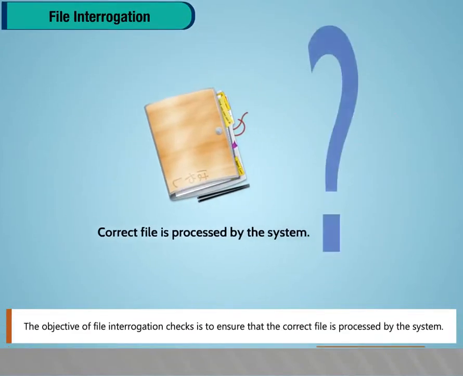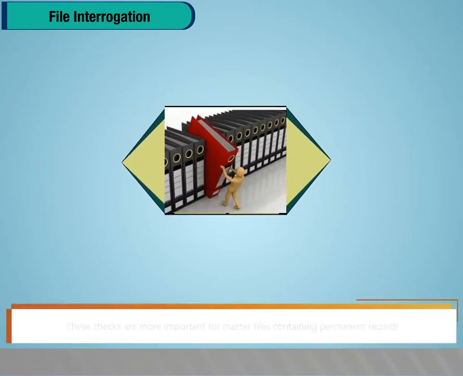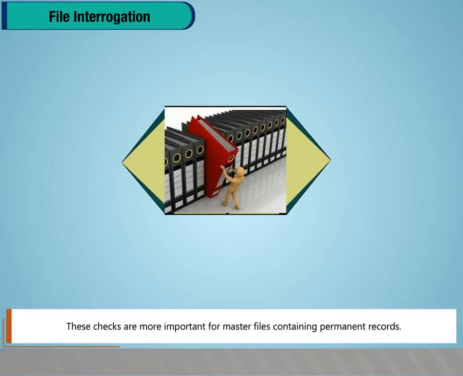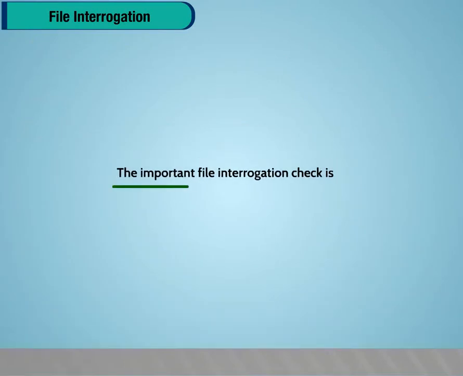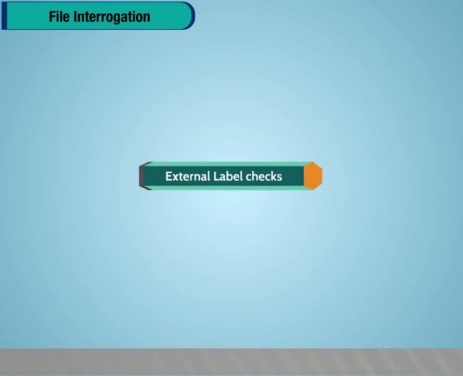The objective of file interrogation checks is to ensure that the correct file is processed by the system. These checks are more important for master files containing permanent records. The important file interrogation check is external label checks.